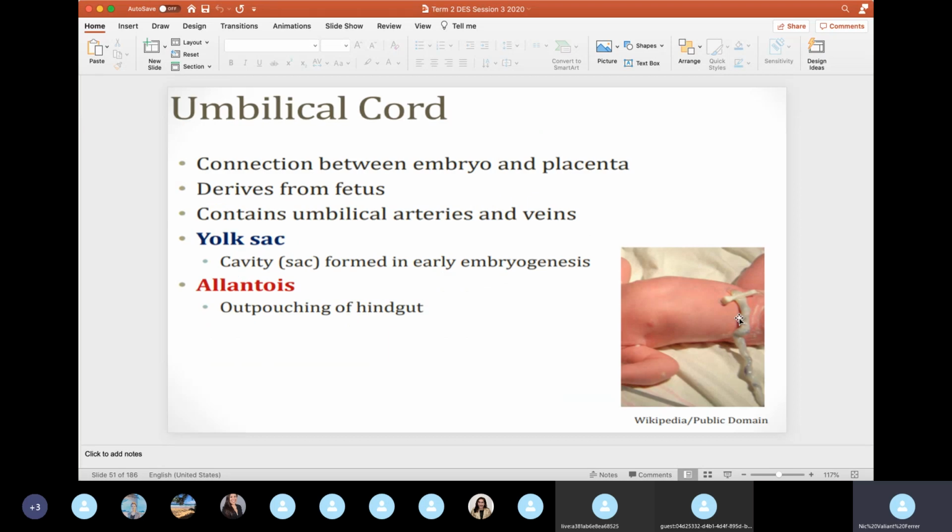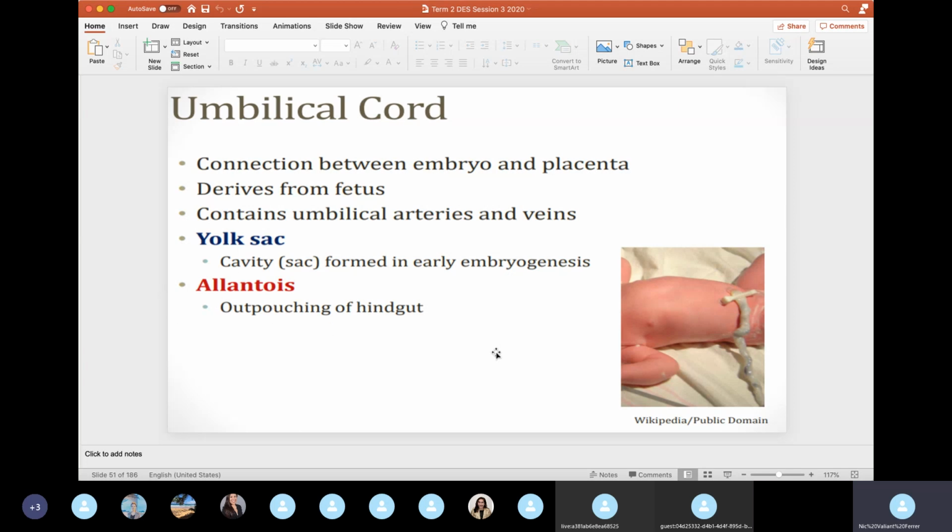The umbilical cord. What's the significance of the umbilical cord? It connects the embryo and your placenta. This one is derived from the fetus. It contains your umbilical arteries and your umbilical veins. The yolk sac is a cavity that is formed in early embryogenesis. The allantois is an outpouching of hindgut. Next module, you're going to learn about the allantois.